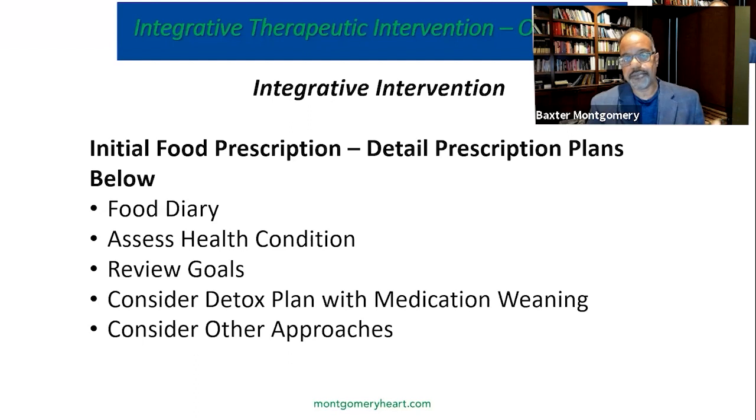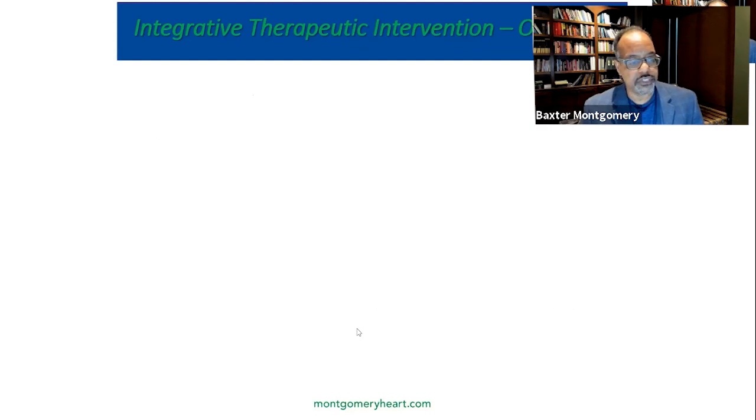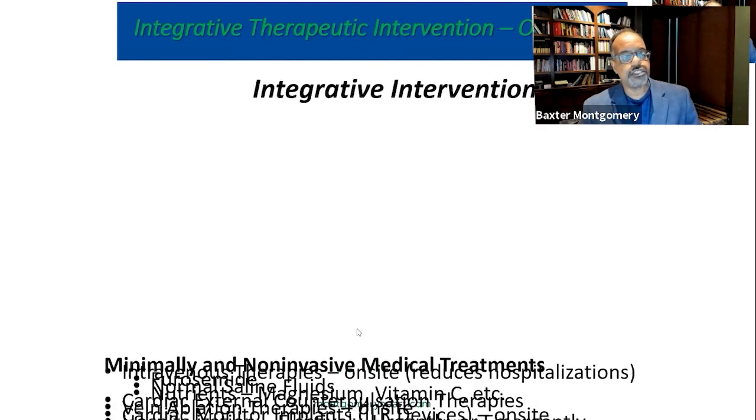And these statements are really important because that helps us zone in on where the patient's mind is in terms of what they want to achieve. We may have a broader recommendation or broader scope, but it helps us understand where the patient is in their immediate desires. We consider detox plan, medication weaning, and we look at other approaches, and we'll discuss some of those other approaches that we have in addition to the nutritional approach.